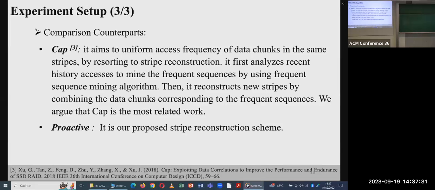CAMP aims to unify the access frequency of data chunks in the same stripe. By resorting to stripe reconstruction, it first analyzes recent access history to mine frequent sequences by using a frequent sequence mining algorithm. Then it reconstructs new stripes by combining the data chunks corresponding to the frequent sequences. We regard CAMP as the most related work. Proactive is our proposed stripe reconstruction method.